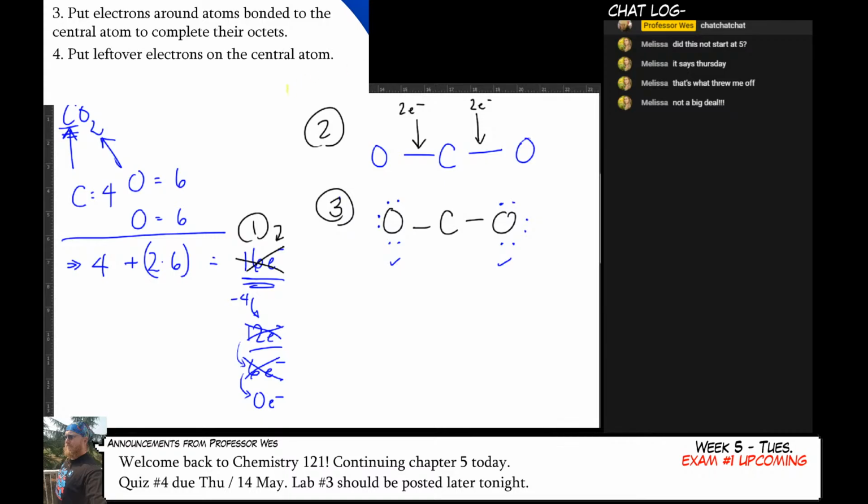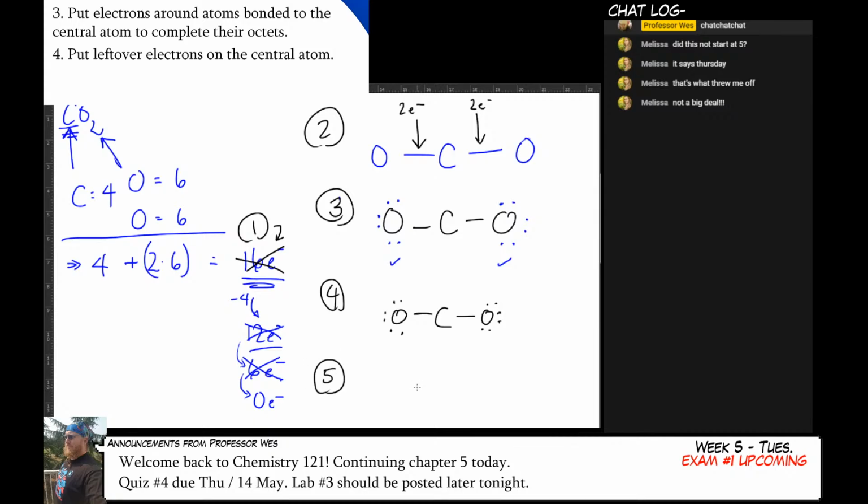Step 4 is to put leftover electrons on the central atom. And so here's what our atom looks like right now. And if I had any electrons left over, I would put them right here on carbon. So I'd go dot, dot, dot, dot, but I don't have any. So if that's the case and we don't have anything available, we just move on to the next step. We tried to do it, but there were no leftover electrons.